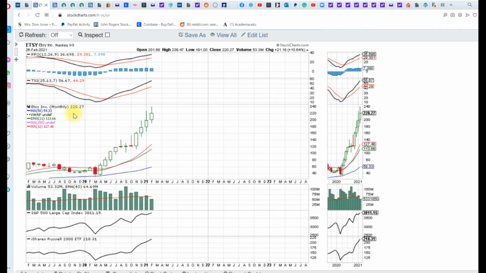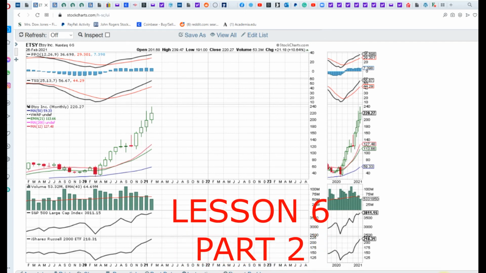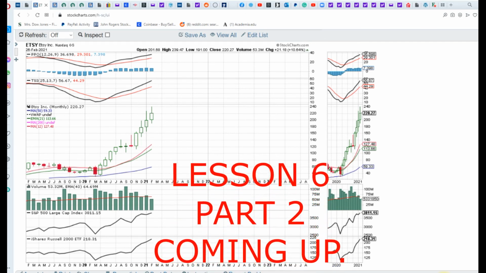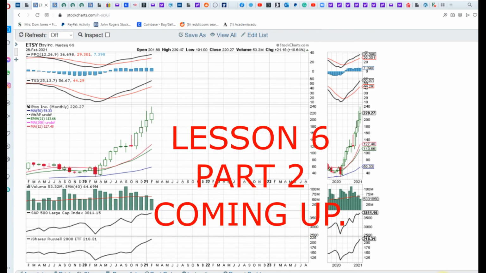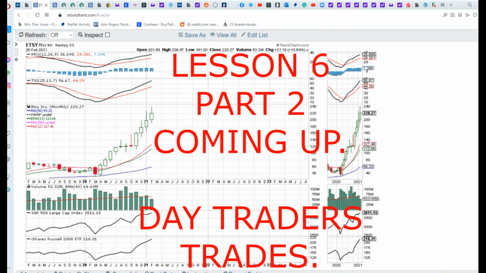For monthly stock, and notice how it's coming up, and we got the same deal. Notice how the S&P 500 is moving up, and at this time, we're going to stop on lesson number 6, and we're going to make this part 1 of lesson number 6. We will continue with part 2 on the next session.